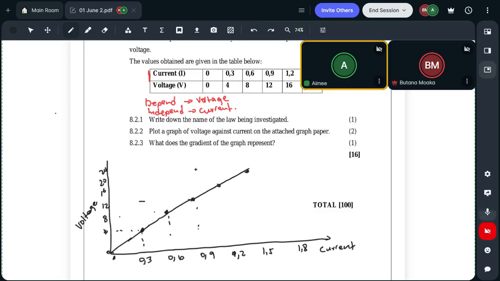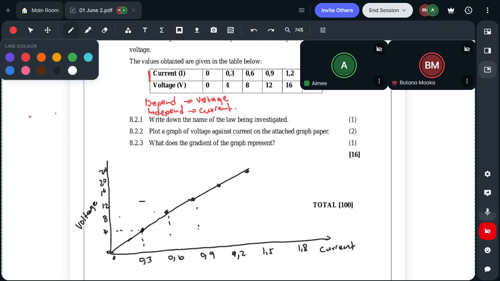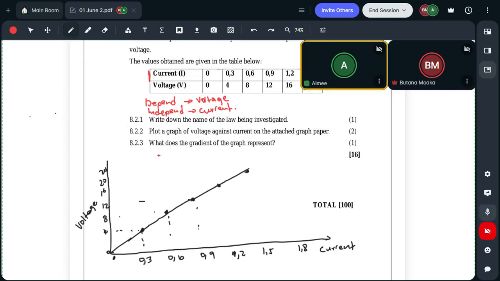Make sure that on top you put the title of the graph, where we say this is the graph. If you don't put the title, you lose a mark. The graph of voltage versus current. Okay, and now we can see this is how the graph looks. Now correctly draw the line of best fit, and do everything correctly.